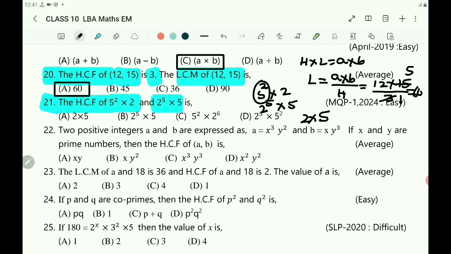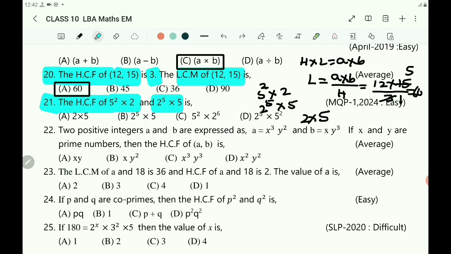So 5 is a common factor. In both the numbers, 5 is there. 5 power 2 is there, 5 power 1 is there. For HCF, we have to take 5. Next, 2 is there, 2 power 5 is there. For HCF, we have to take 2 only. The lowest power is 2 power 1. So we take 2 into 5. Option A is the answer.